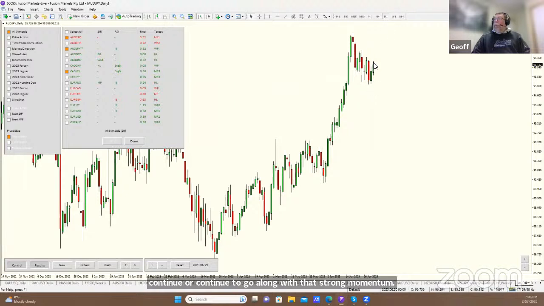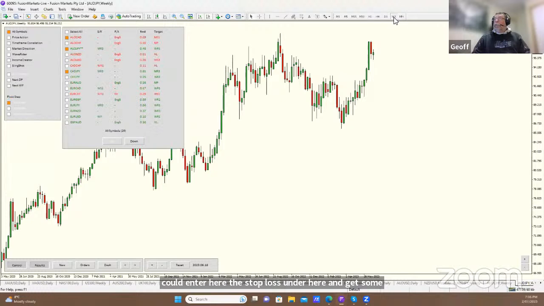Why? Because you could enter here, get your stop loss under here, and get some profit in the bank before you hit the high. So I'm okay with that. But again, it's not crystal clear to me. So I would opt to do nothing until I've got a clear direction, and that's simply not the case at the moment.